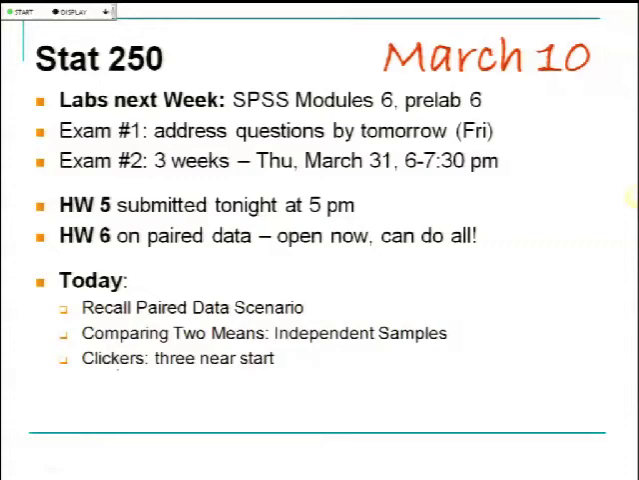Once you decide proportions and means, it's a matter of what kind of data do I have? 1 set of data, 2? Right now we're dealing with data that's matched or paired. And then we go into today the idea of when we have 2 independent samples once again. But in our paired data scenario, the parameter of interest, when our response is quantitative, is a mean. It's the mean of the differences.